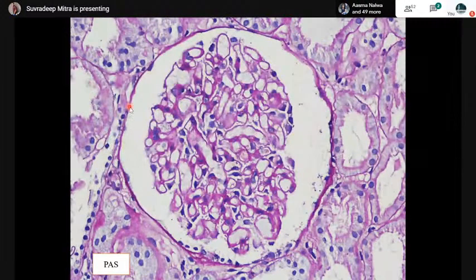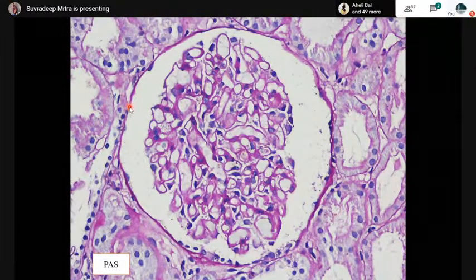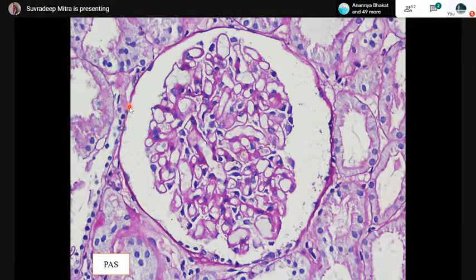So why am I stressing upon the PAS stain and not on the HE stain? Usually the renal pathologist looks at the PAS stain rather than the hematoxylin and eosin stain, because this is one of the best stains to look at the glomerular basement membrane. Do not really try to assess the glomerular basement membrane in hematoxylin and eosin stain, because it often gives a false kind of impression of thickening.